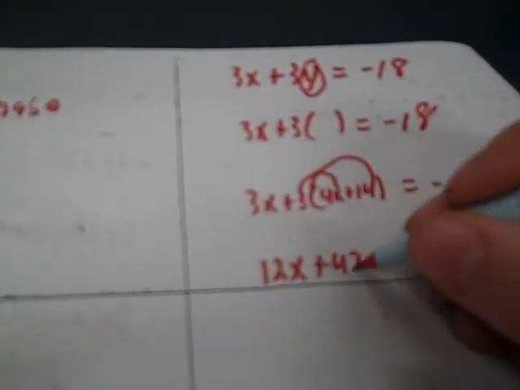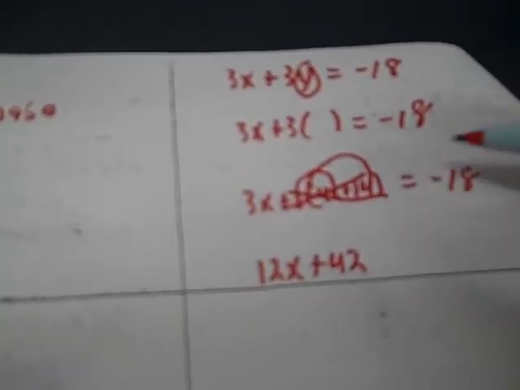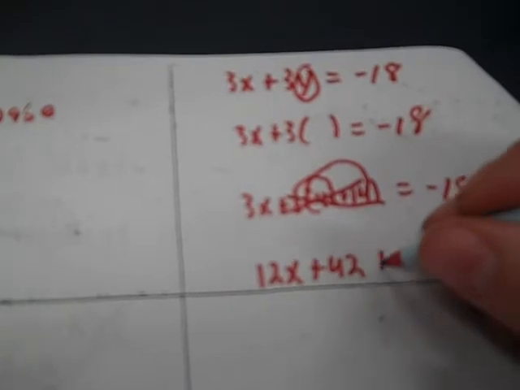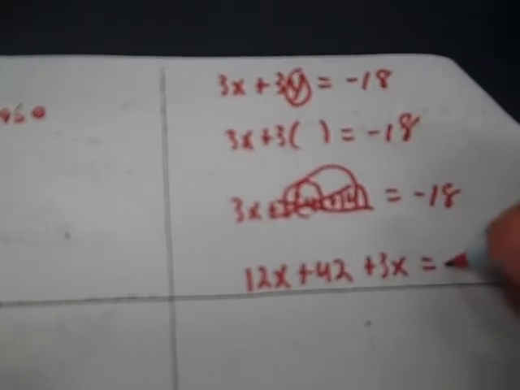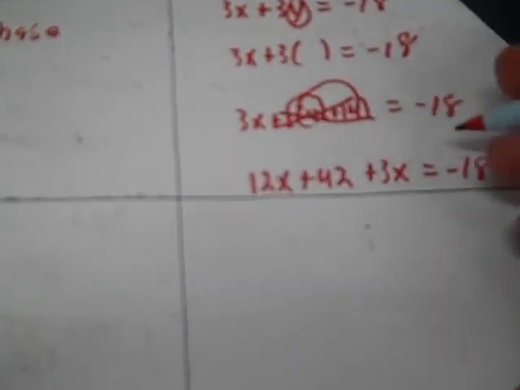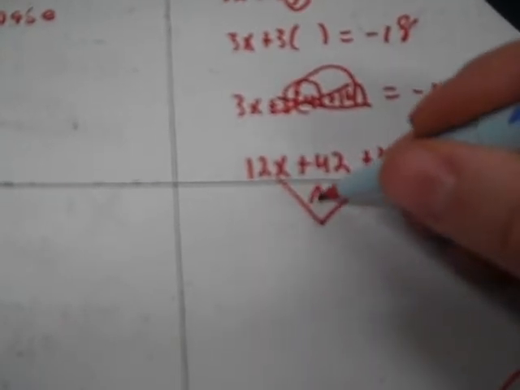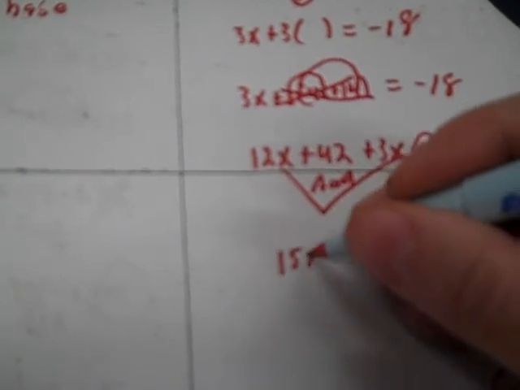3 times 4x is 12x. 3 times 14 is 42. Okay, and as soon as we have those two things, those two terms, we can eliminate that. Now before equals, we have a 3x equals negative 18. Okay, so again, I have multiple x's, and they're on the same side, so it's the adding pyramid, so add. And 12x plus 3x is 15x plus 42 equals negative 18.